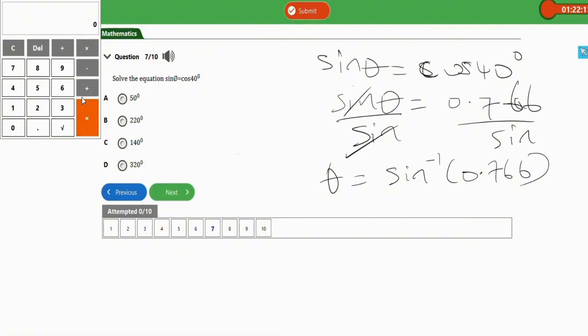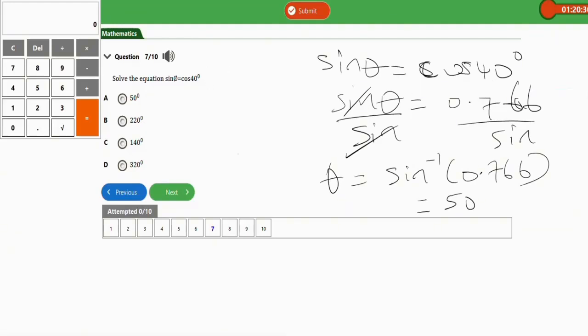So this is a repeated question in case it comes out. When you punch sine inverse of 0.766 on a calculator, you are going to have 50 as the output. So this will give you 50 as the output. So this is how you can solve this kind of problem. So that will be all for this question. The correct option is Option A. Just take note of the correct answer in case they repeat it again, which is 50 degrees. So that's it for this question.